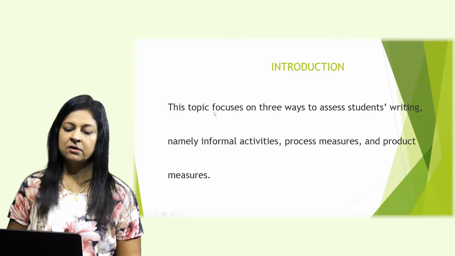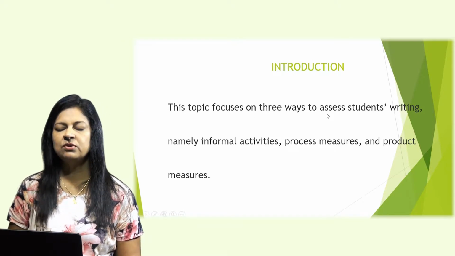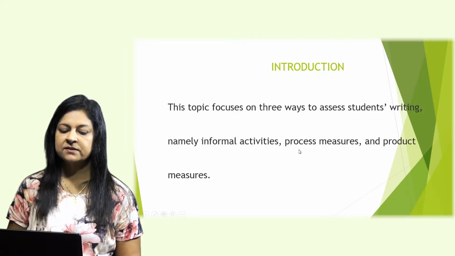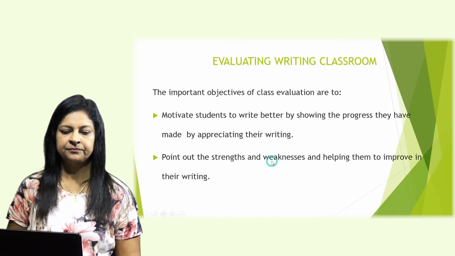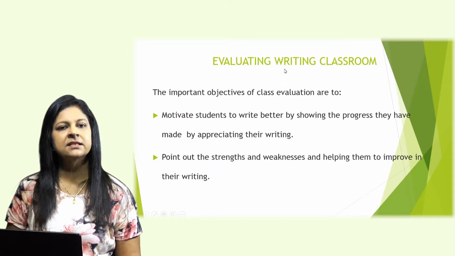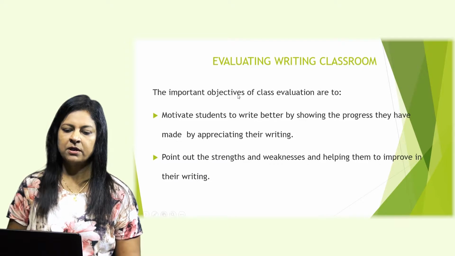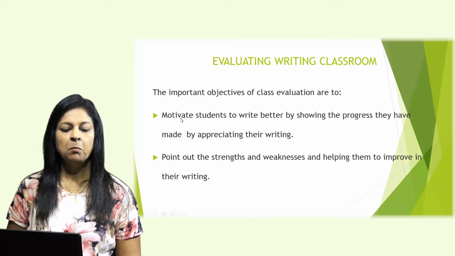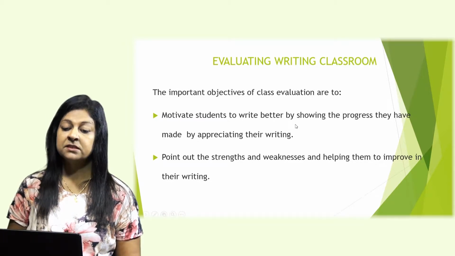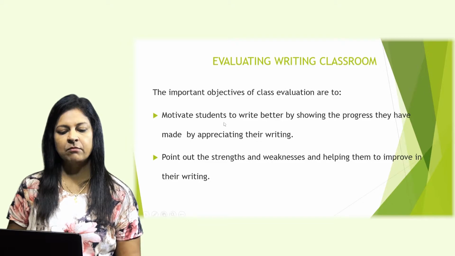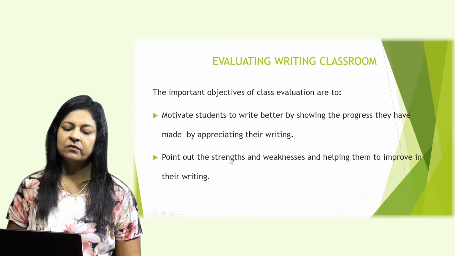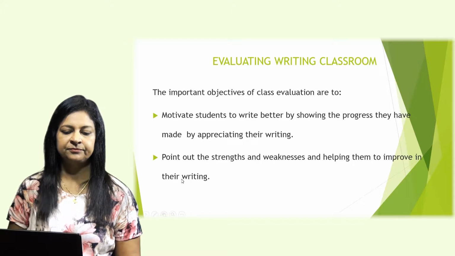Introduction. This topic focuses on 3 ways to assess students' writing, namely informal activities, process measures, and product measures. Evaluating writing in the classroom. The important objectives of class evaluations are to motivate students to write better by showing the progress they have made by appreciating their writing, and to point out the strengths and weaknesses and help them to improve in their writing.